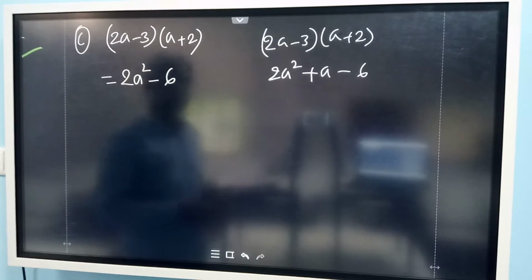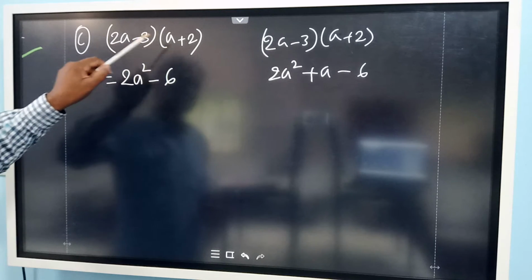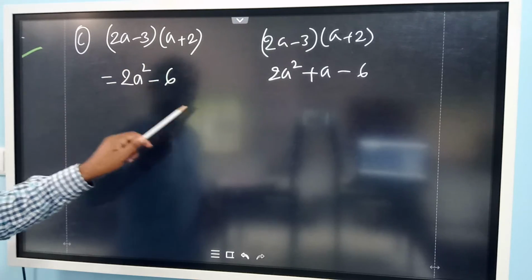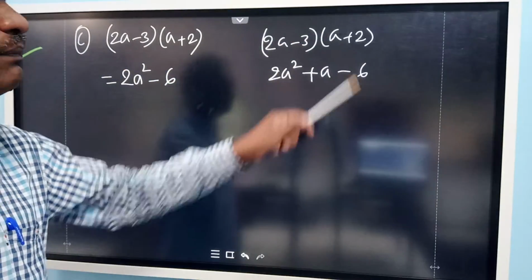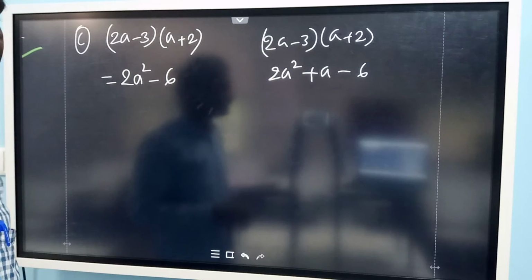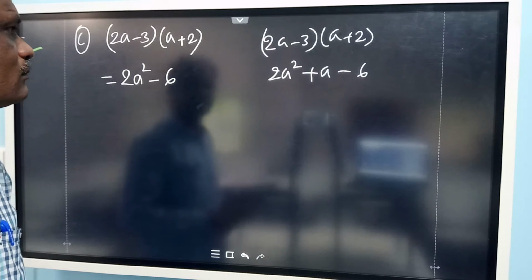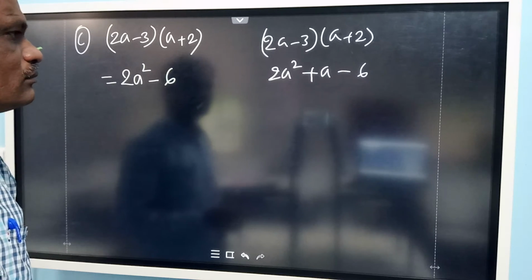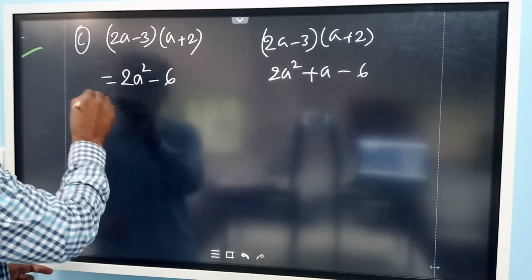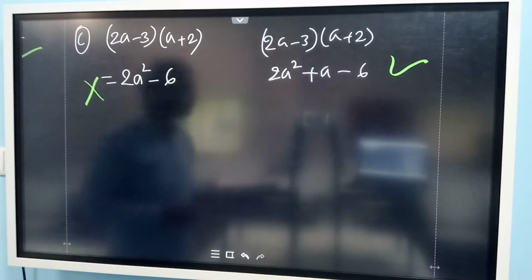So now you have to multiply this binomial with another binomial, 2a minus 3 and a plus 2. The answer given here is 2a squared minus 6. Here is 2a minus 3 and a plus 2, and the answer given is 2a squared plus a minus 6. Which one is correct? Sir, 2a squared plus a minus 6 is correct. So this is wrong, this is right. What is the error in this?